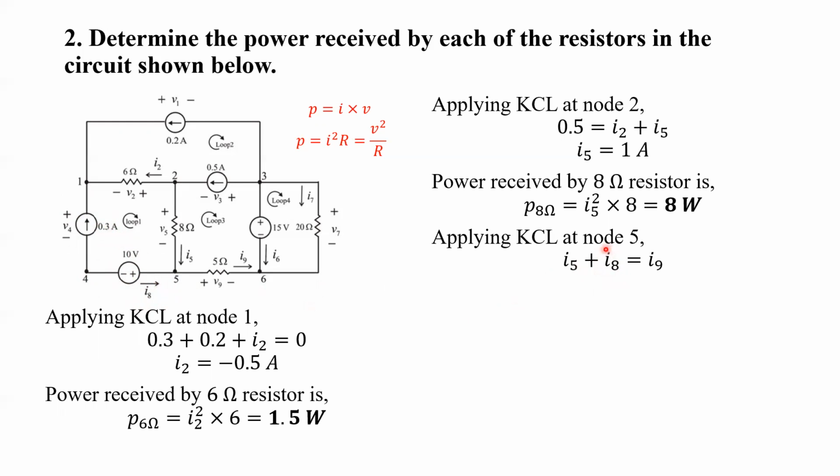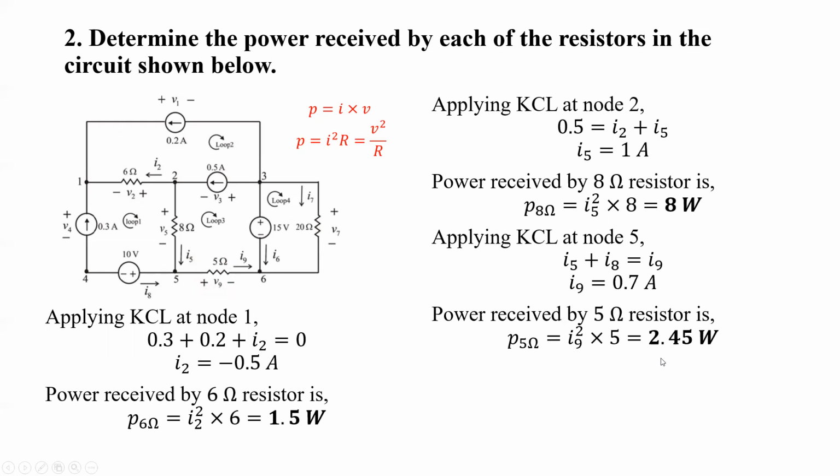So when we write I8 equals minus 3 ampere, and we also know the value of I5, that is 1 ampere, we can easily get I9 equals 0.7 ampere. So in this way, we have computed the power received by the 5 ohm resistor, which is equal to 2.45 watt. So now, in order to compute the power received by the 20 ohm resistor, instead of computing current, it's easy to use voltage. These two elements are in parallel.